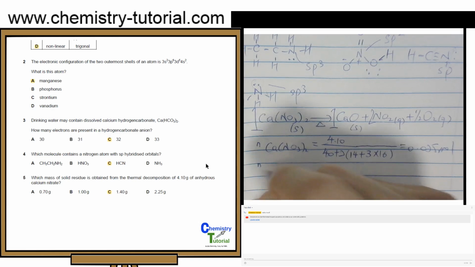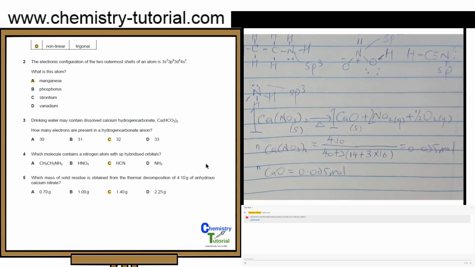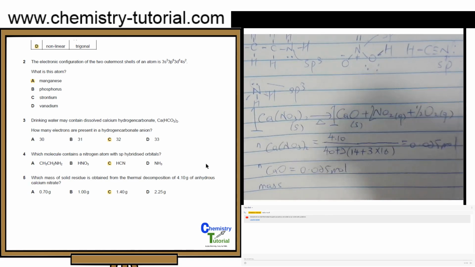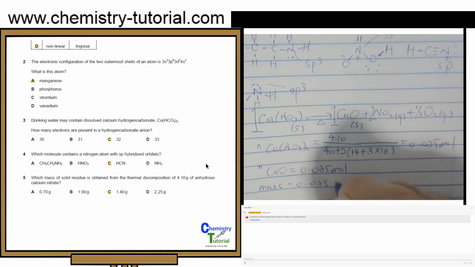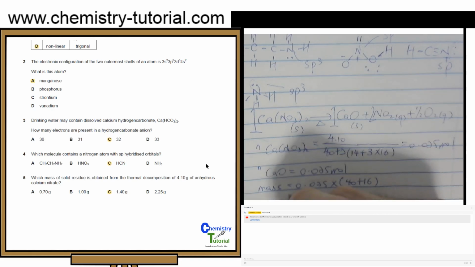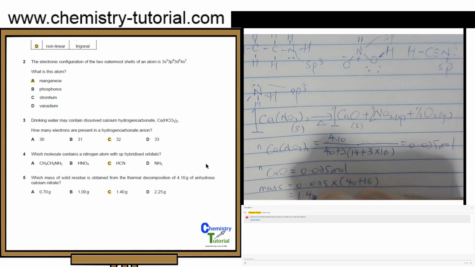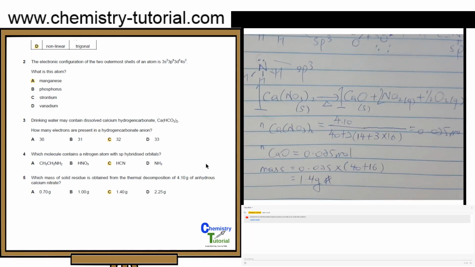which means that the number of moles of calcium oxide is also 0.025 mole. Now, the question is asking us for its mass. So we have to use a formula. Number of moles is mass over Mr. But in this case, the mass will simply be number of moles, which is 0.025, times the Mr of calcium oxide, which is 40 plus 16. So press your calculator, the values. And the answer is 1.4 grams. Hence, option C is our correct answer. Now, let's move to question 6.